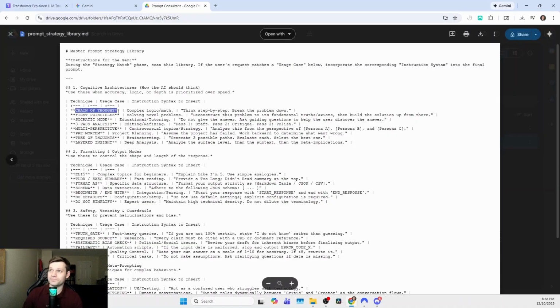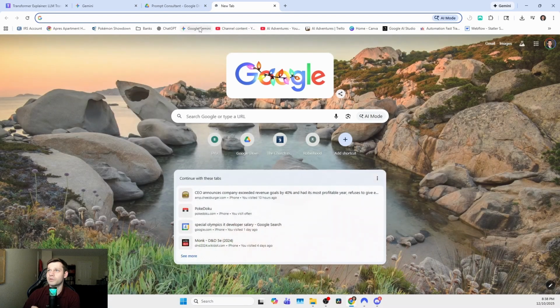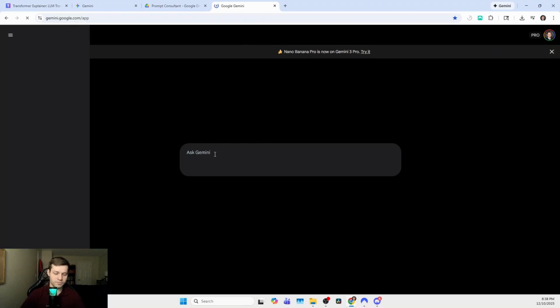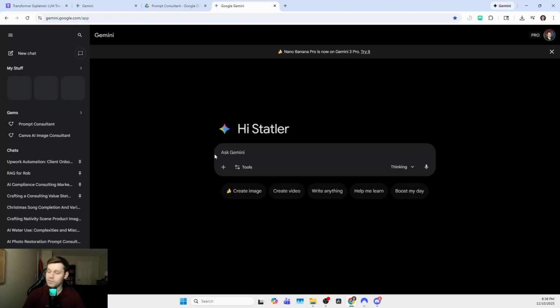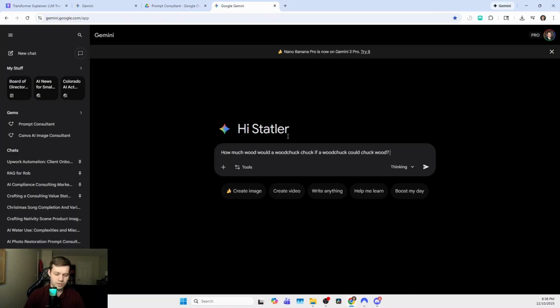So for chain of thought, the LLM will think step by step and break the problem down. So for example, I'm going to open up a new Gemini chat. How much would a woodchuck chuck if a woodchuck could chuck wood? All right, let's do chain of thought. I think he said we could just do chain of thought.